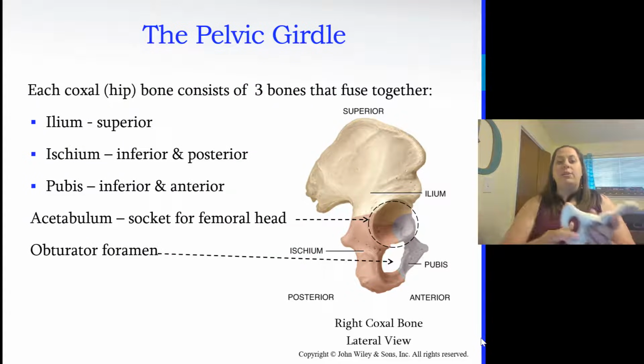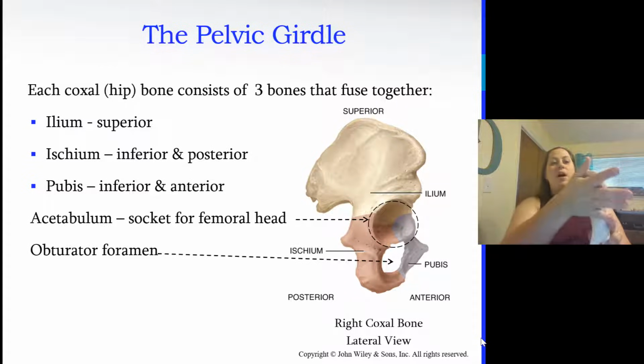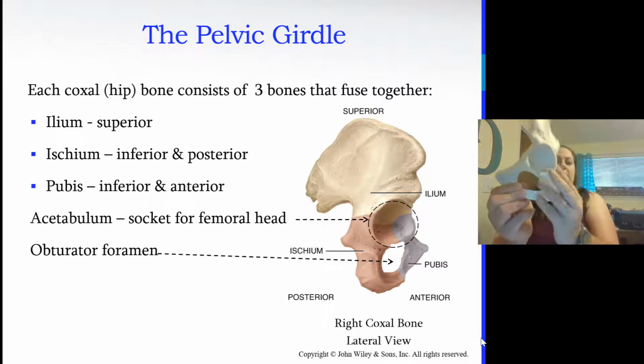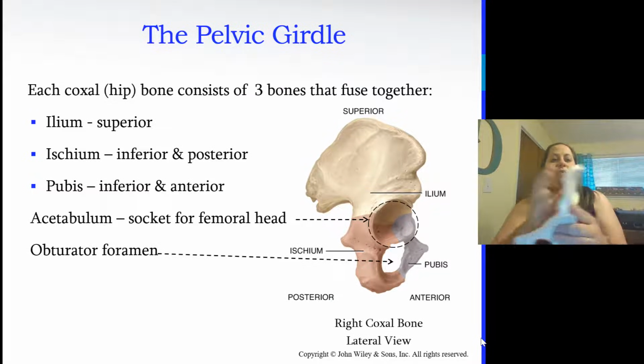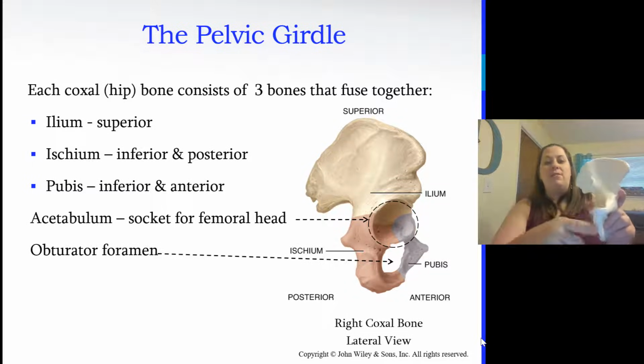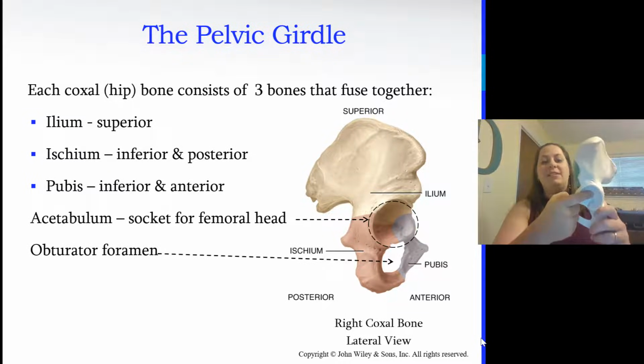Now, each coxal or hip bone is going to consist of 3 bones that are fused together. We have this top part right here, which is the ilium. This part right here is known as the pubis, and this back area here is the ischium. So the ilium is superior, the ischium is inferior and towards the back, and the pubis is inferior and towards the front. We do see that these 3 are going to combine here to create what we call the acetabulum.